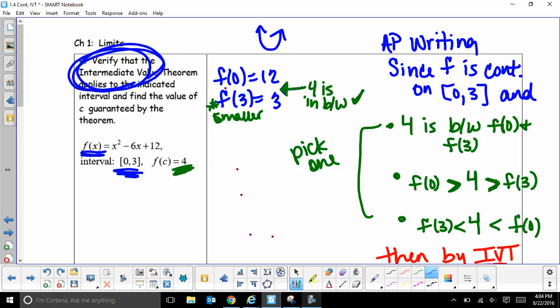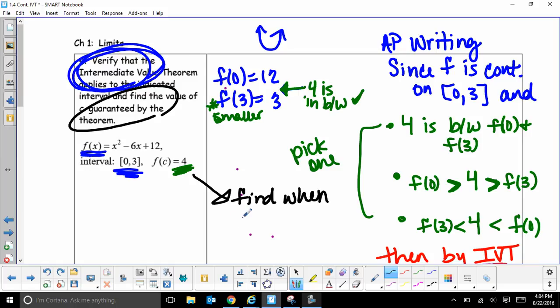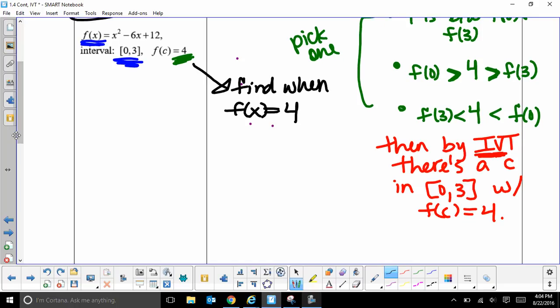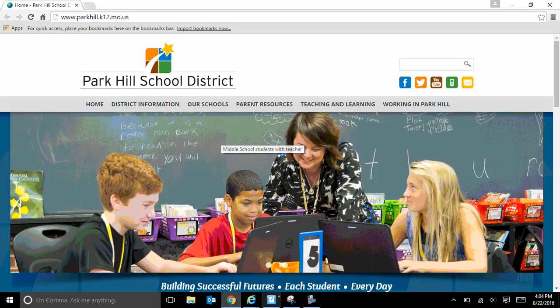Then they ask us another question. Then they come back and say, find the value of C. Well, that's an algebra question. That's just find when f of x equals 4. You don't need to know anything about IVT to do that. But they're saying, okay, we've proven that f is going to be equal to 4 somewhere. We used IVT to prove that. Now tell me where. Well, okay, so, goodness.